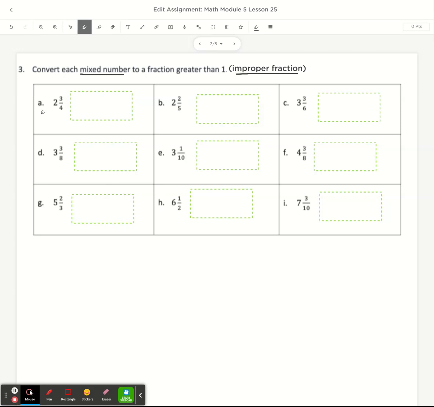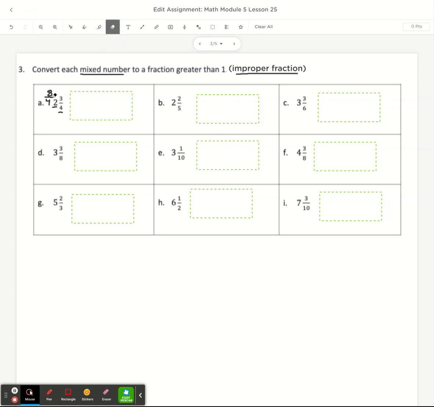So I'm going to be showing my work basically by putting dots by the numbers and talking through it. So let's look at part A. We have 2 3/4. So I know that I need to start off by multiplying that whole number 2 times the denominator 4. So 2 times 4 I know is equal to 8. I'm just going to write that right up there. And now that I changed that whole number to a fraction in fourths, I can add it to the 3/4.